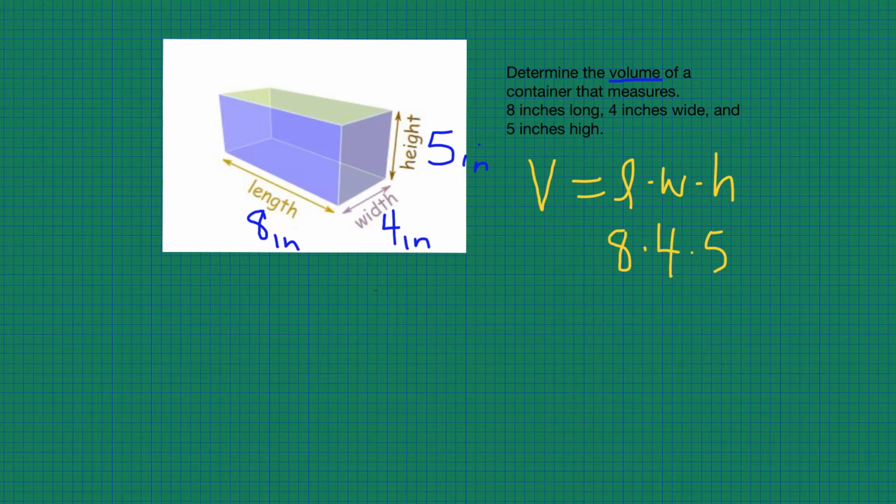And then I just multiply across like this: 8 times 4 times 5. Just go straight across, left to right. So first thing I'd get is 8 times 4 is 32. And then I multiply it times the 5. And I get 160 inches. And I put cubed instead of squared.